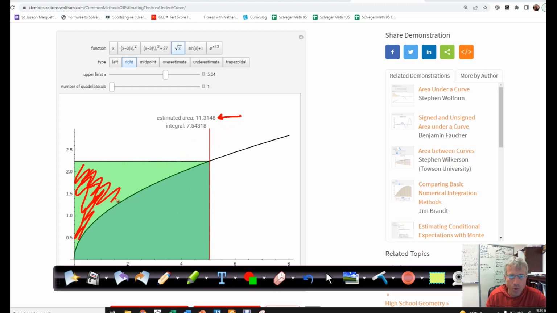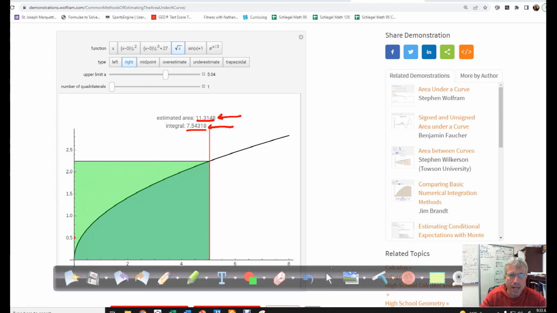This, in fact, is an overestimate because there's a large portion of the rectangle that's above the curve. So you get an estimated area right here that's significantly larger than the actual area. And so the key question is to ask yourself, what could you do to improve that area estimate? The simple answer to that question is just to say, hey, let's make more rectangles. Use more rectangles, each of which has a smaller width.